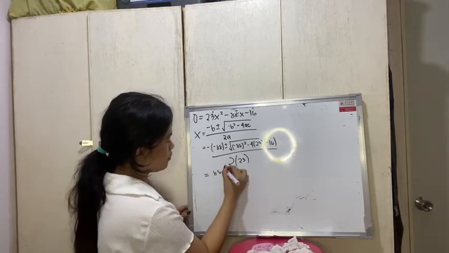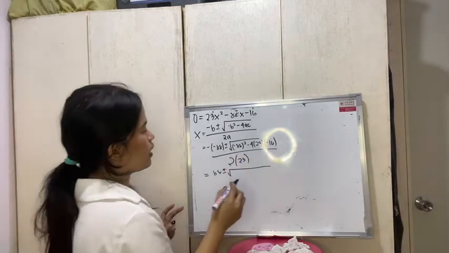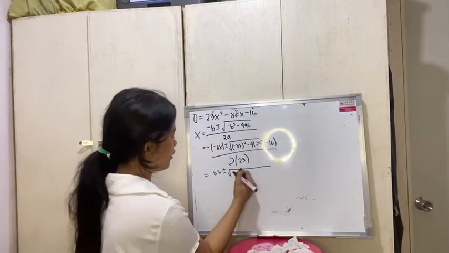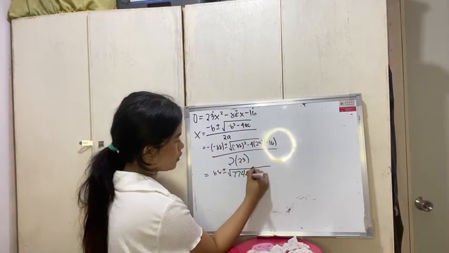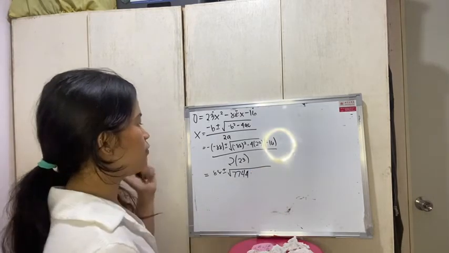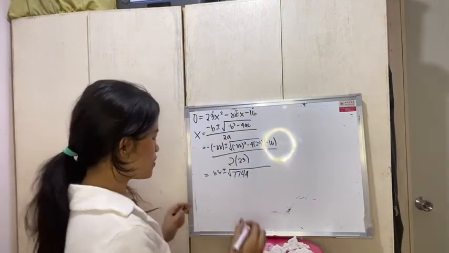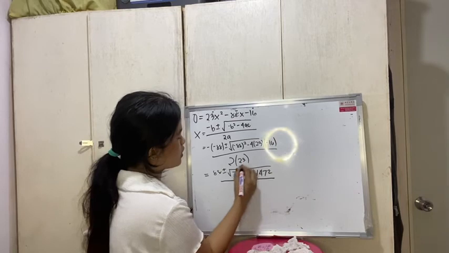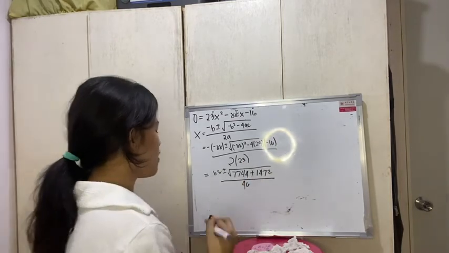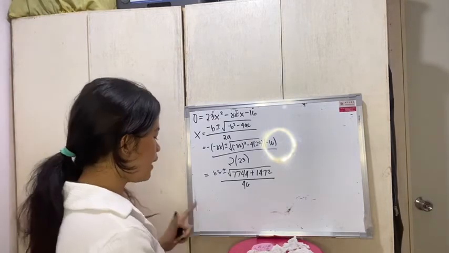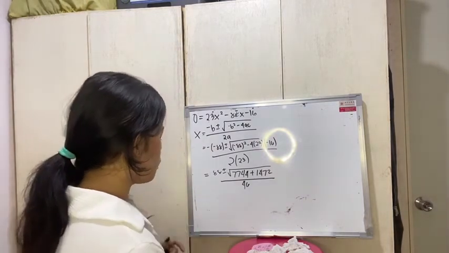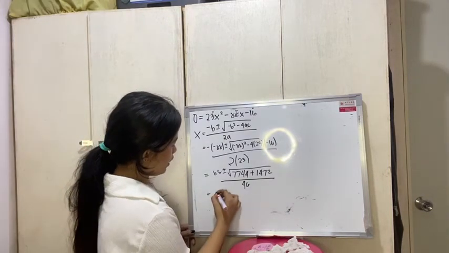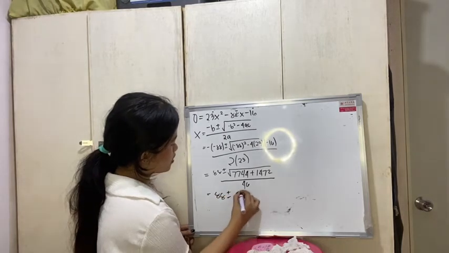So now positive 88, positive and negative, the square root of negative 88 squared, or negative 88 times negative 88, is equal to 7,744. Then negative 4 times 23 times negative 16 is positive 1,472. Over 2 times 23 is equal to 46. So 7,744 plus 1,472 is equal to 9,216. And the square root of 9,216 is 96. So 88, positive and negative 96, over 46.